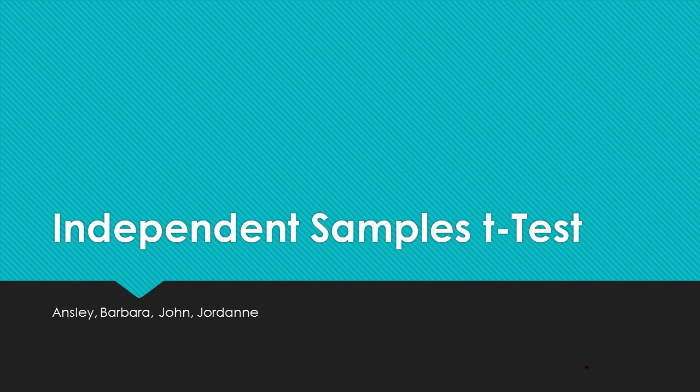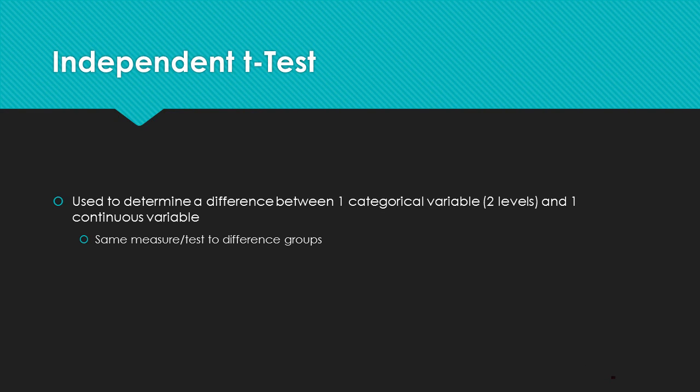Our group was chosen to show you how to run an independent samples t-test using SPSS. The independent t-test compares the means of two samples, which are normally from randomly assigned groups. The two groups being compared should be independent of each other, meaning that one group is unrelated to the other.